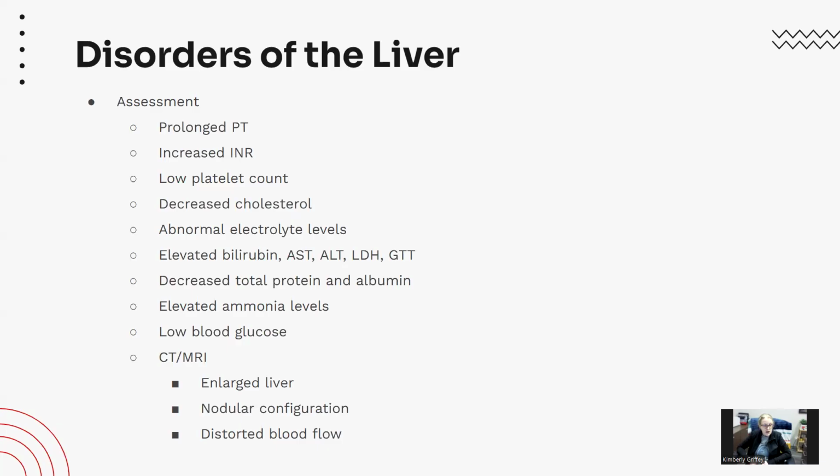On CT and MRI, you're going to see an enlarged liver. You'll see the nodule configuration and distorted blood flow. They'll do a liver biopsy, like we talked about, to diagnose if there's fibrosis of the tissue, and this is going to be the most conclusive diagnostic procedure. They may do ultrasound scanning to just distinguish the density of scar tissue and other types of cells.